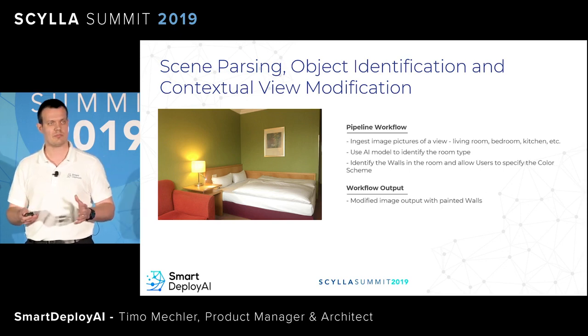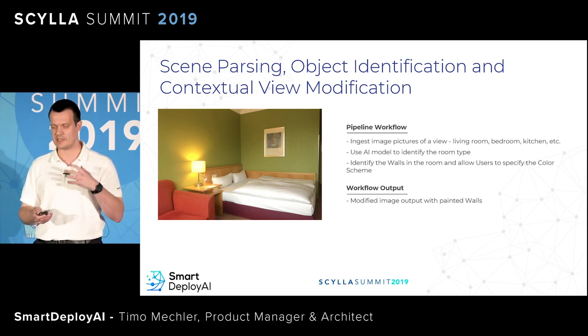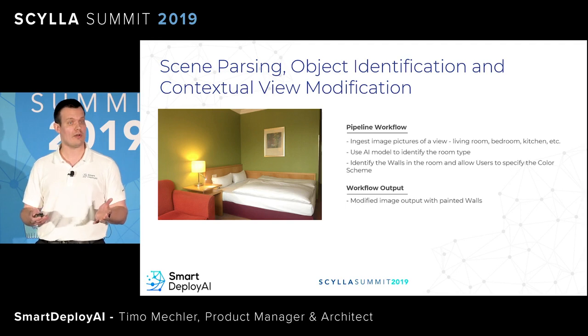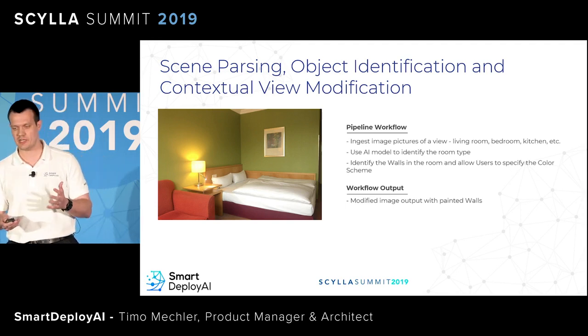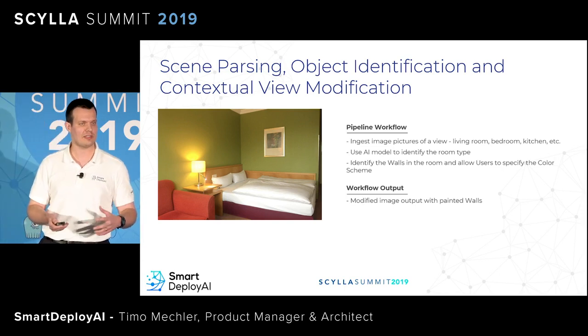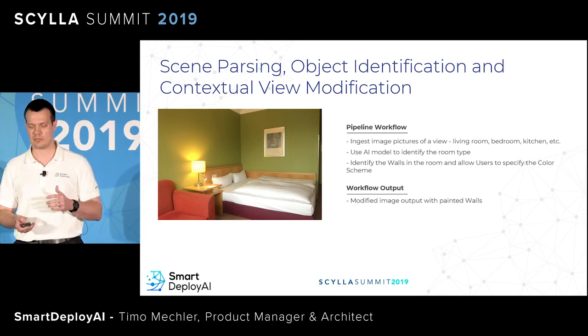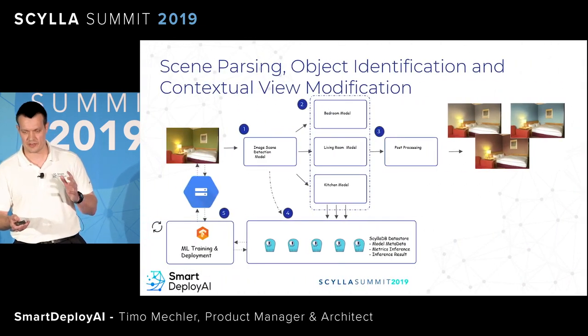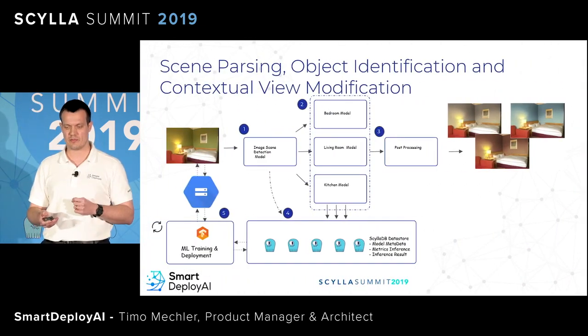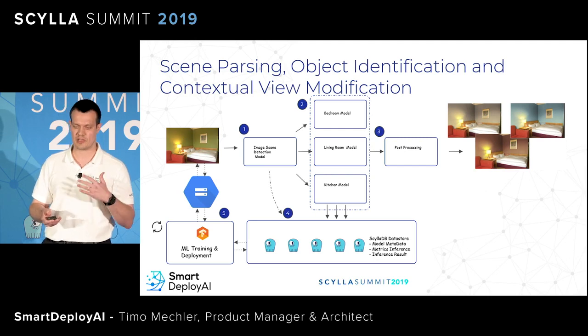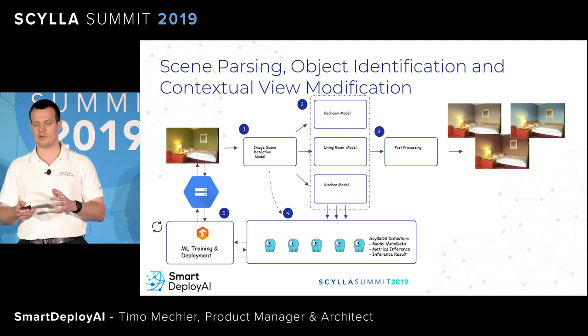So this pipeline basically takes in the image, tries to figure out what room this is an image of, whether it's a bedroom, an office, a kitchen, then identifies the walls and finally allows you to apply different color schemes to those walls. So it looks something akin to this, where we start with the image, we feed it into the pipeline.